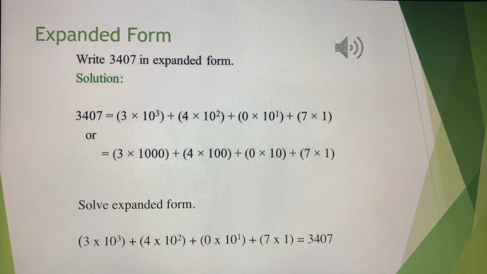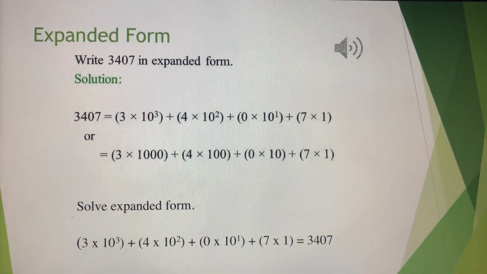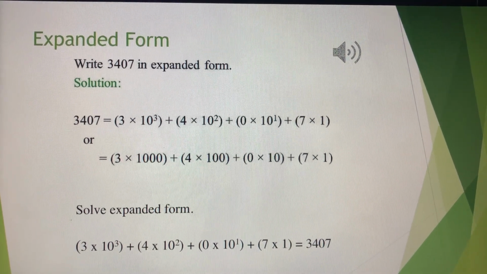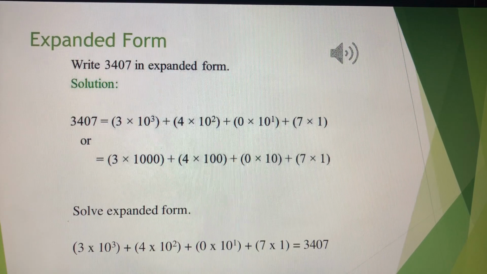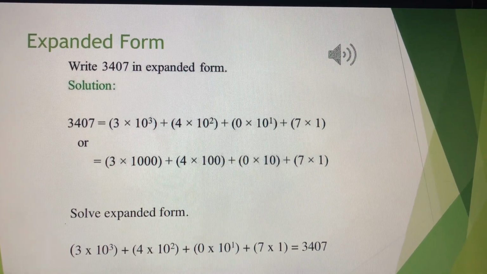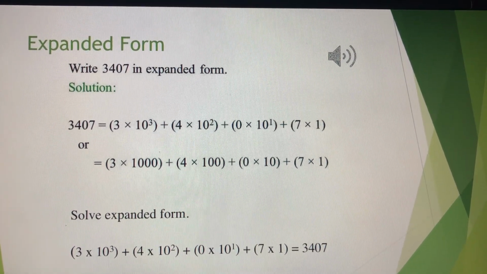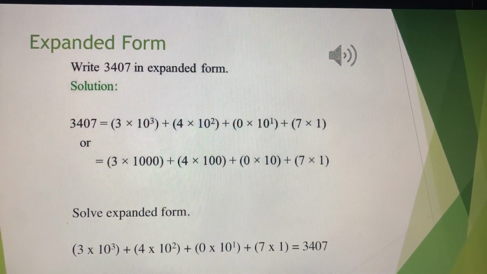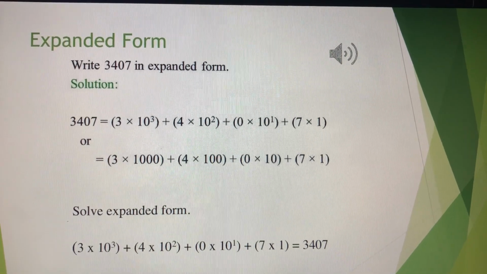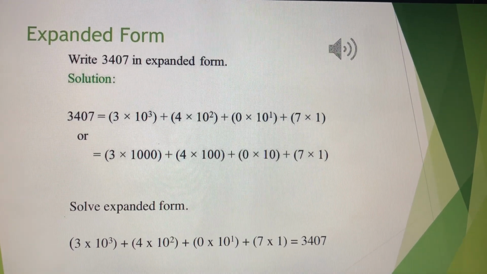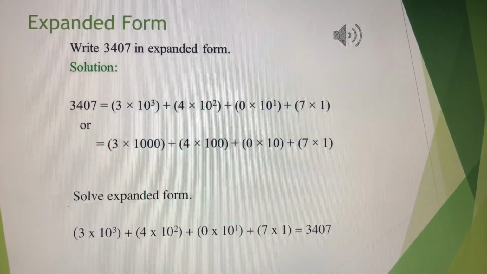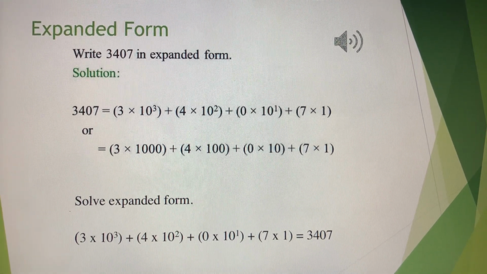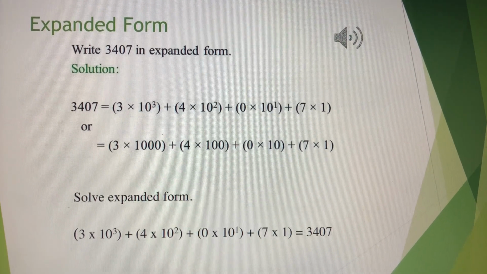So in this example, we can write it as 3 1,000s, 4 100s, and there's 0 10s, and there's 7 1s. So you're just expanding everything out, and then at the bottom of the page, they're going from expanded back to the original when everything's back together. So you can do it both ways, and they're reversible.